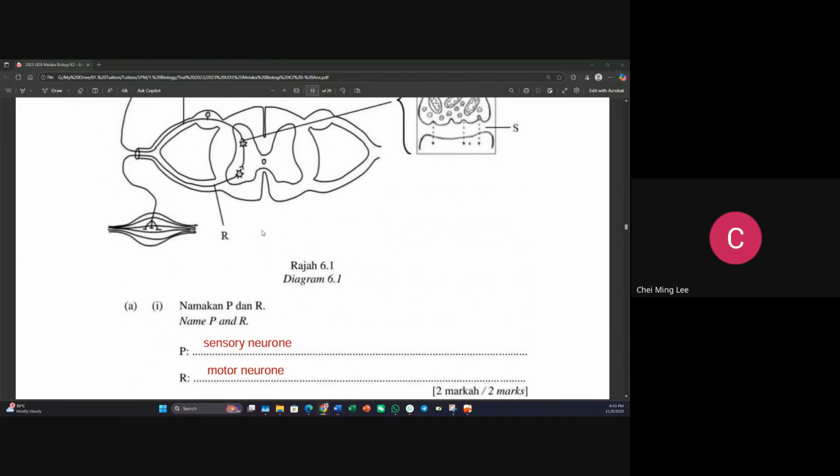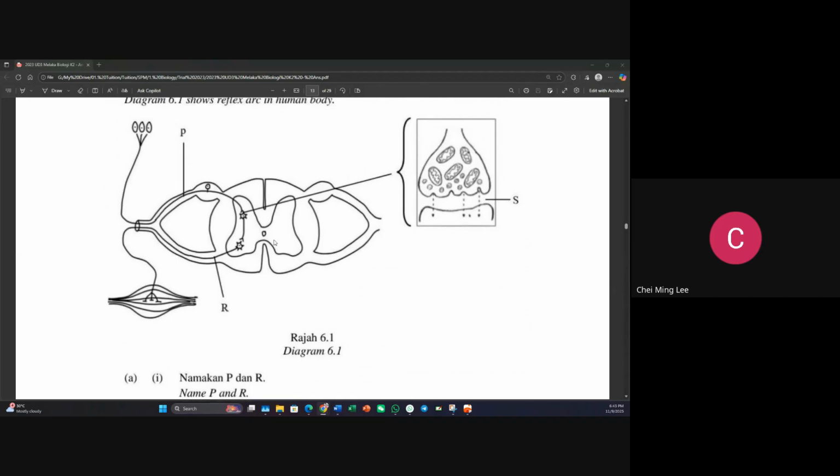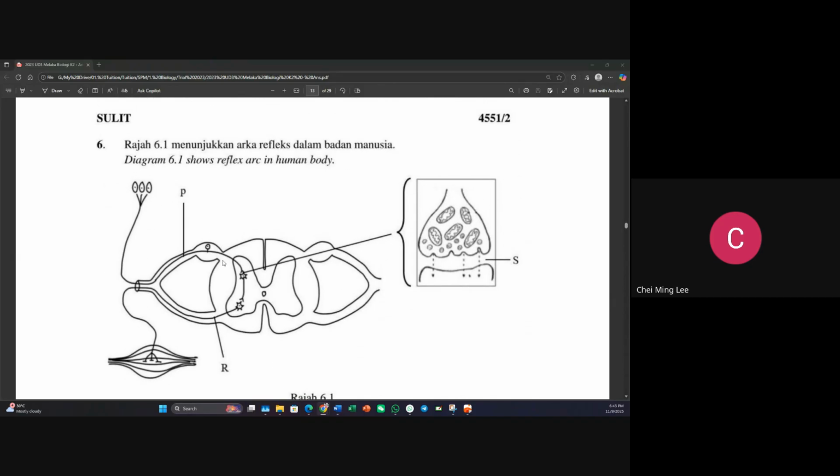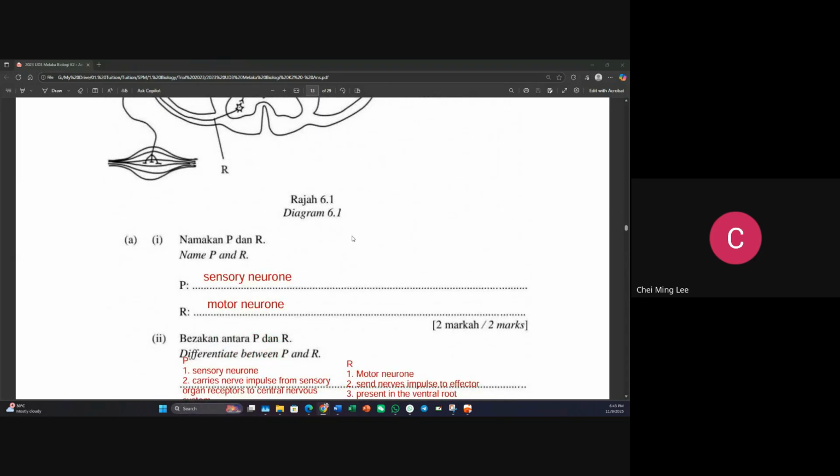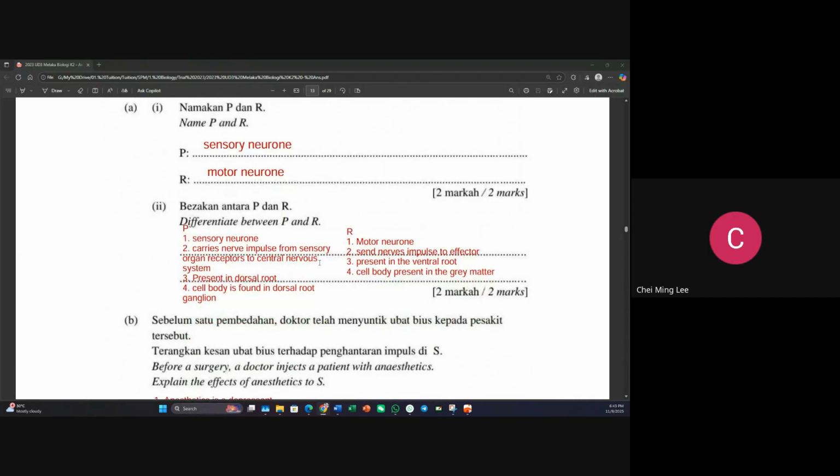So the one that goes back to the effector is called motor neuron. The one from the sensory, we call sensory neuron. So P is sensory neuron, R is motor neuron. So differentiate them. First, P is sensory, R is motor.